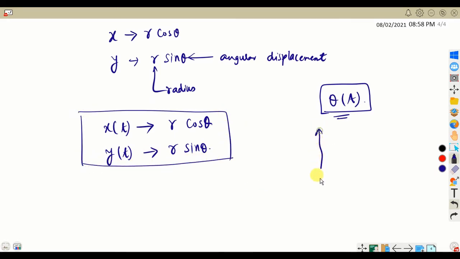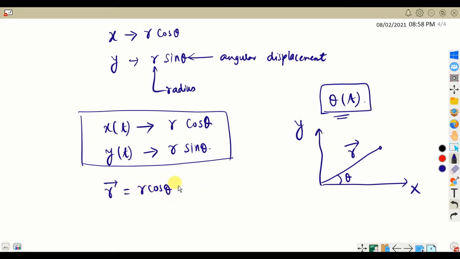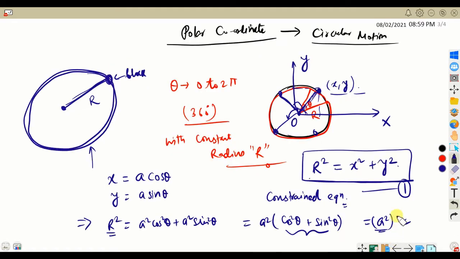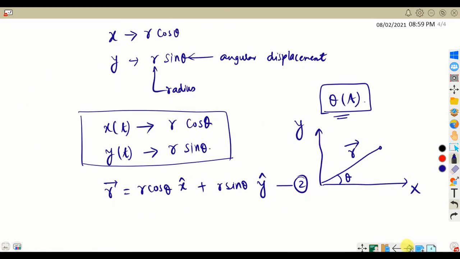Now we understand from the concept of vectors that if we have axes x and y, and this is your r vector, and it is making an angle theta, then r vector is equal to r cos theta in the x hat direction and r sin theta in the y hat direction. Can we write this down? Equation number 2. I am not using equation 1 here. Forget about equation 1, it is for the constraint equation, which means the radius has to be constant.